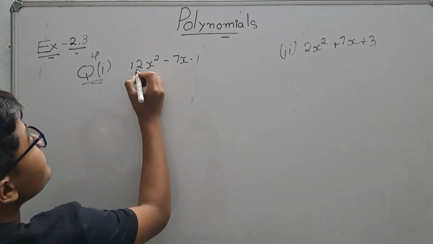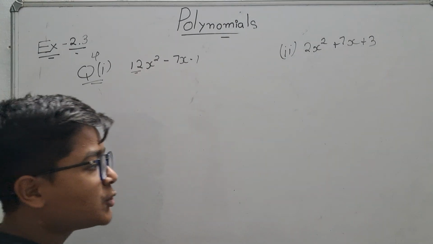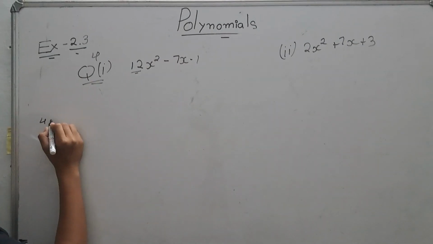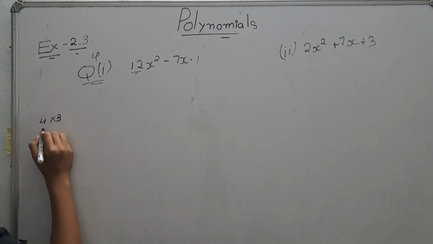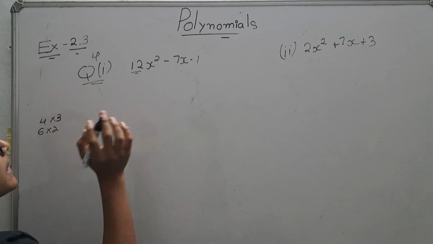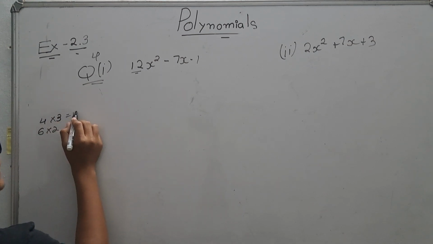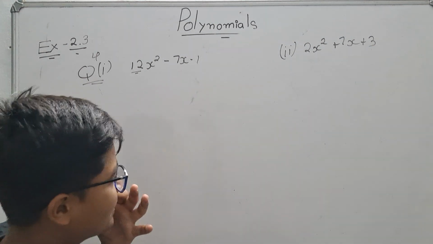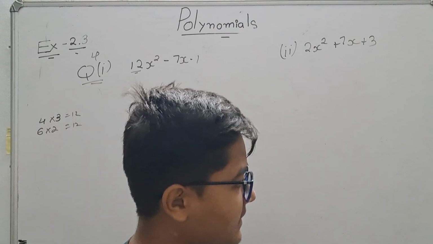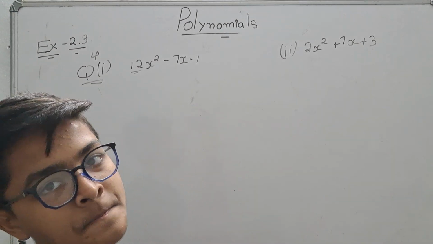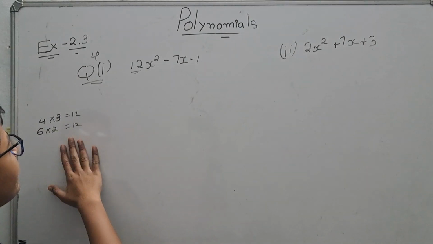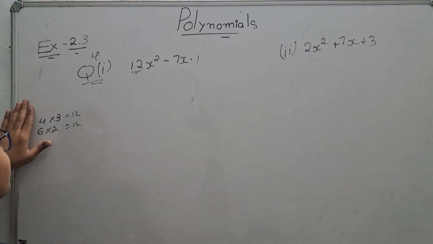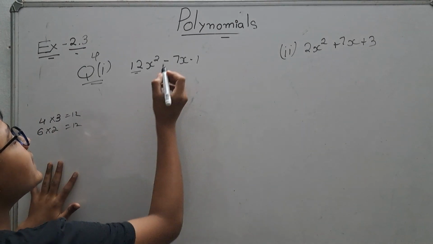Let's do. You have to factorize 12. 12 comes from 4 into 3 is equal to 12, 6 into 2 is equal to 12. Okay, so these are the two factors. There are many factors, 12 into 1, etc. So we have to find the factors of 12 first of all.